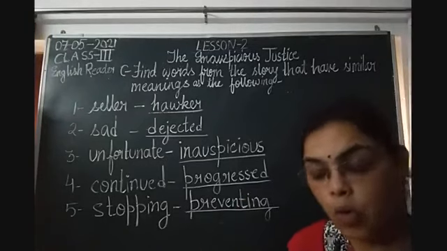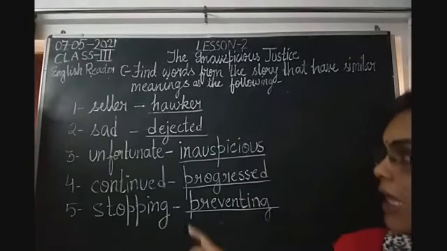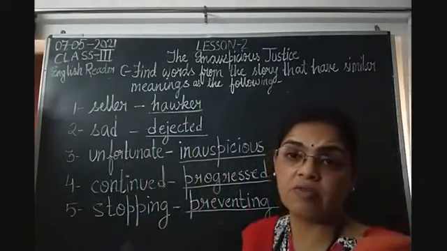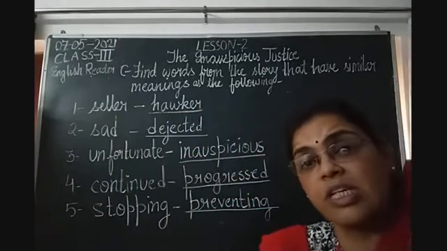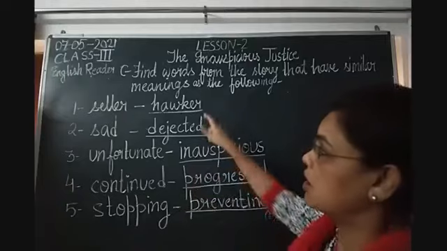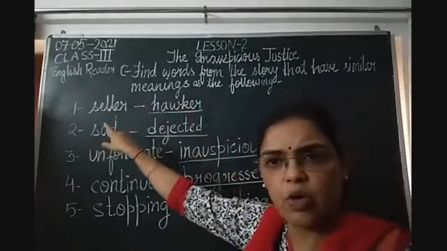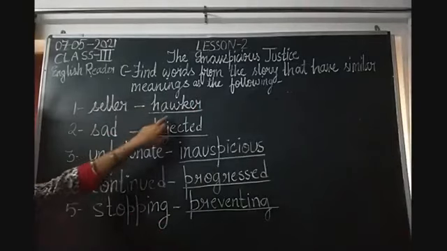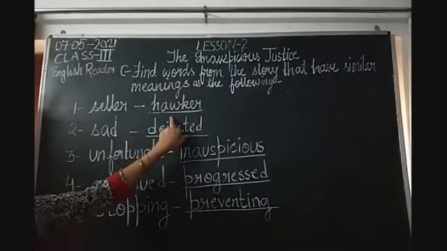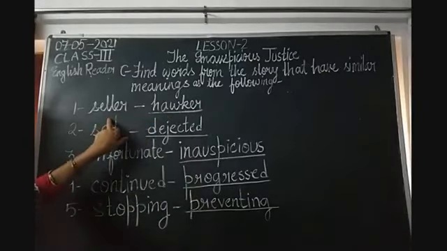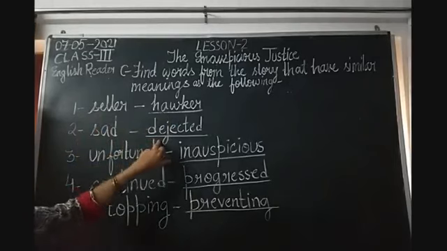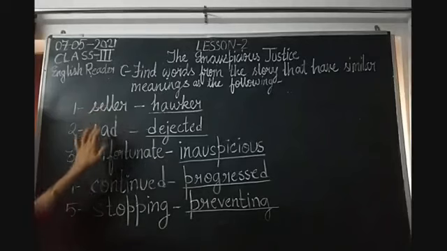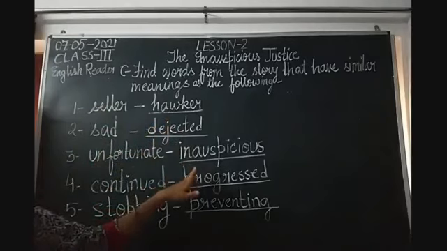क्योंकि आपको exam में, test में आ सकता है: write the synonyms of the given words. Here, write the words which have got the same meaning. So आपको learn करना. Hawker आएगा, तो आप seller लिखोगे. This can be vice versa. अगर seller आया है, तो आपको hawker लिखना. Sad है, तो आप dejected लिखोगे. Dejected दिया है, तो आप sad लिखोगे. तो जरूरी नहीं कि यही words हो. ये words भी exam में आ सकते हैं.